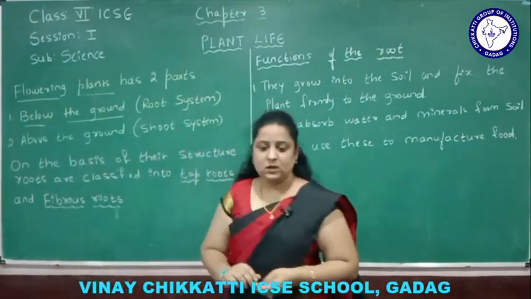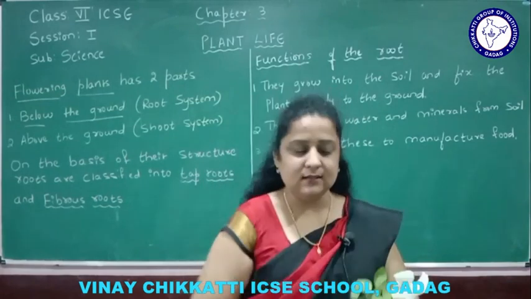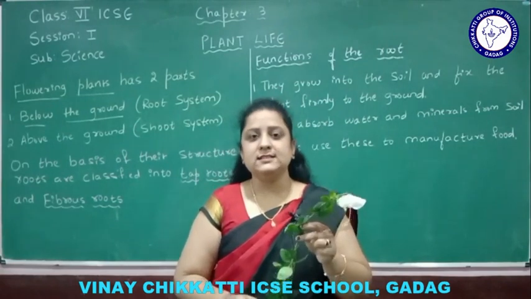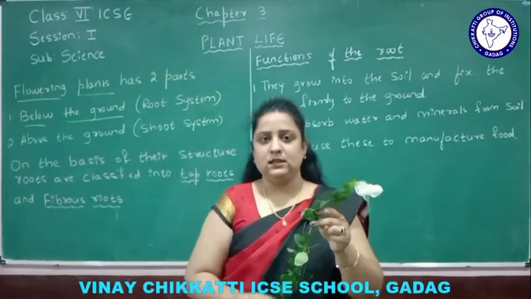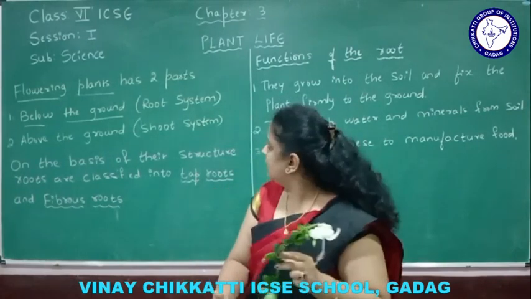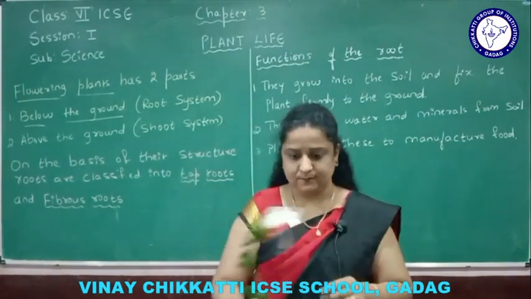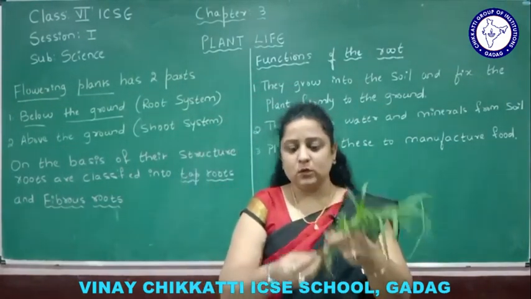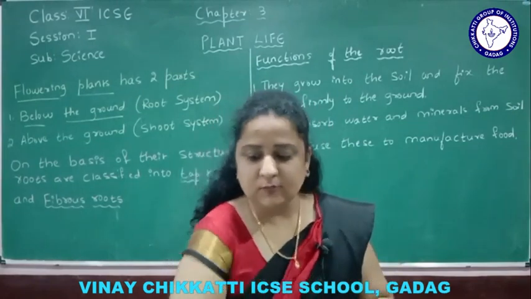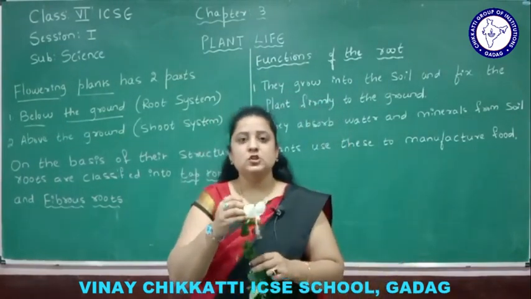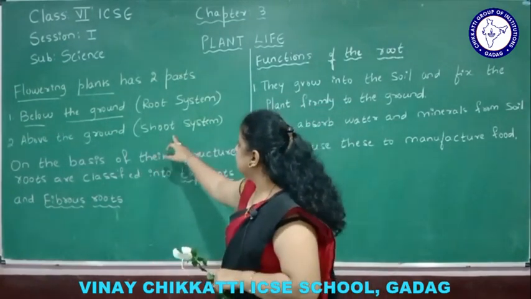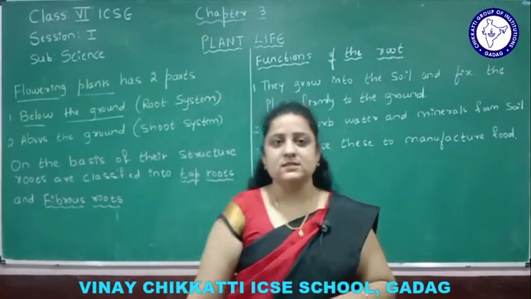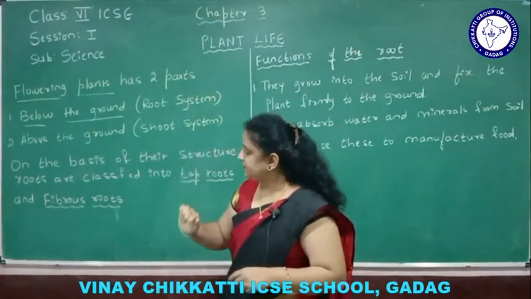Now for example, as you can see here, a twig of a plant called hibiscus. The part of the plant present below the ground is called the root system. For example, these are roots. This is called the root system. And the part of the plant above the ground is called the shoot system. So the plant is divided into two parts mainly, root system and shoot system.